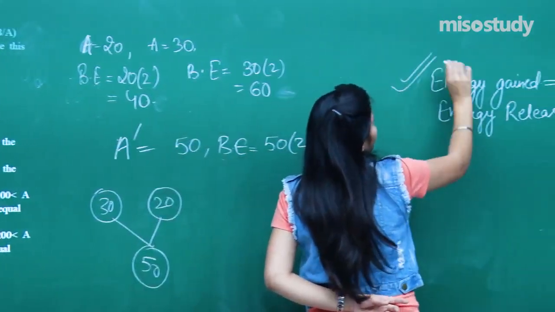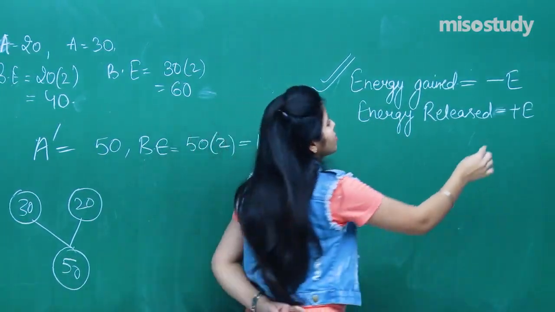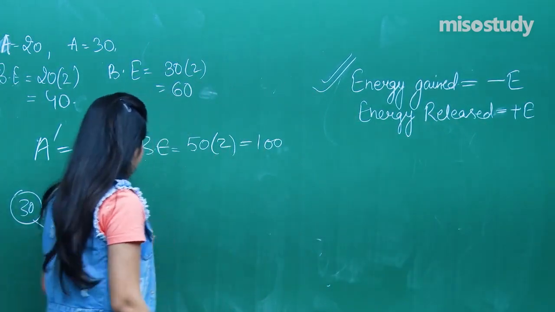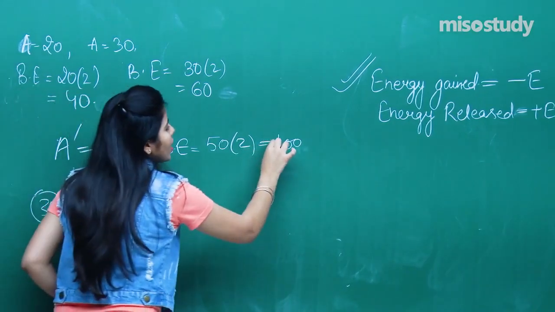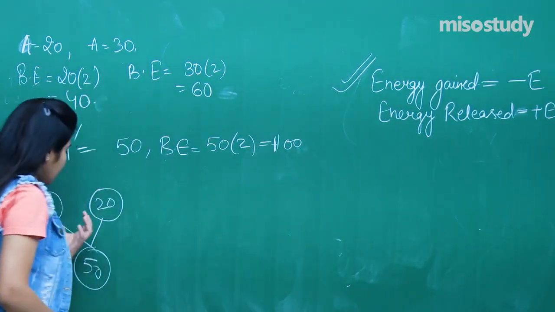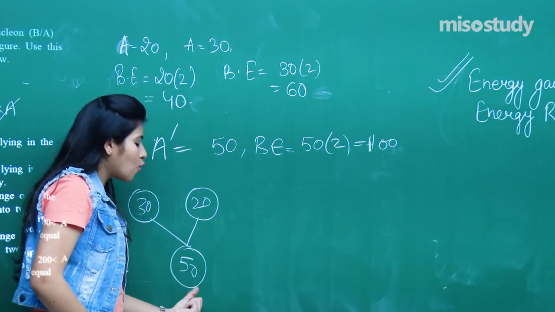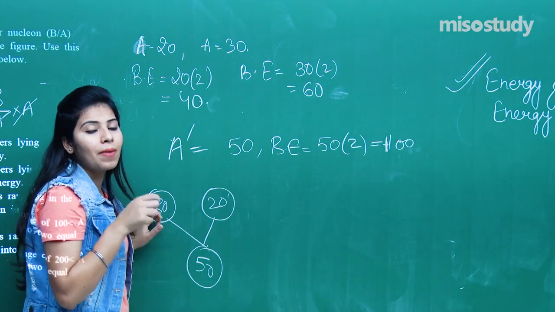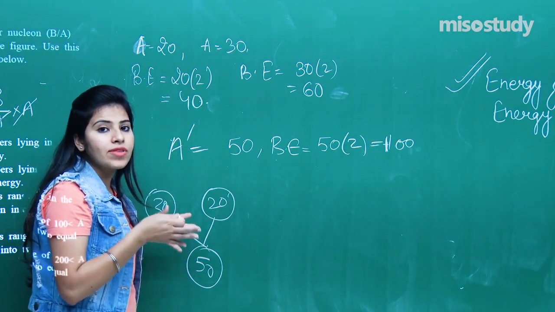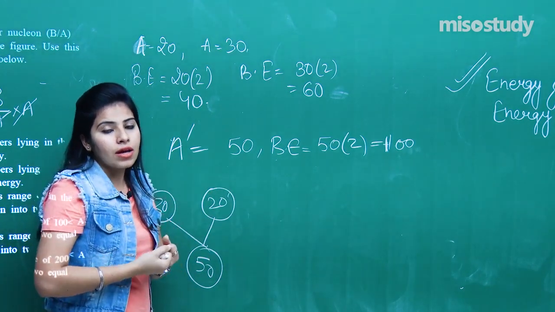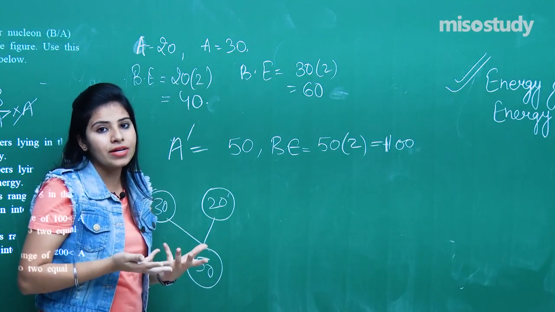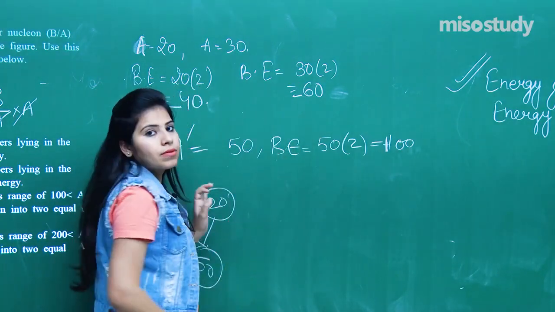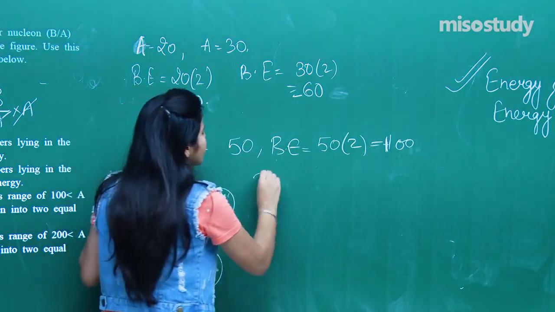Consider energy gained as minus E, and energy released as plus E. When two nuclei are combining and forming into one, we have to apply the binding energy. We have to give them the energy to fuse together, and that energy will be equal to the binding energy. So this will be minus 60 and minus 40.